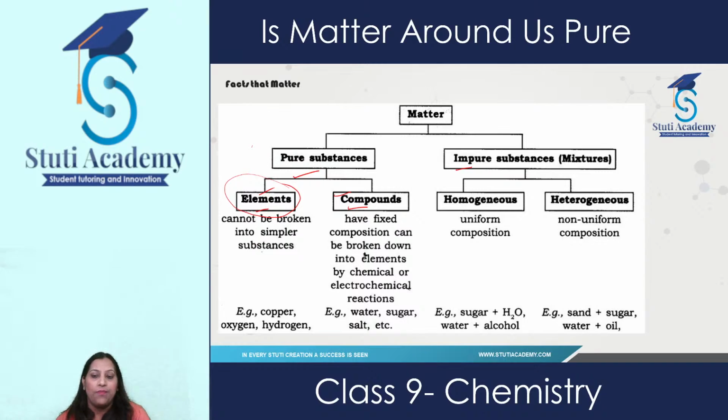Now, second is impure substances, or we call them mixtures as well. And they are of two types, homogeneous and heterogeneous. Homogeneous are those which have uniform composition. Uniform composition means if we mix them together, we cannot identify their boundaries. For example, if you mix sugar and water and stir it properly, you can't detect where is the sugar boundary and where is the water boundary. So it's very difficult for us to detect the boundaries. So that's why they form a homogeneous mixture.